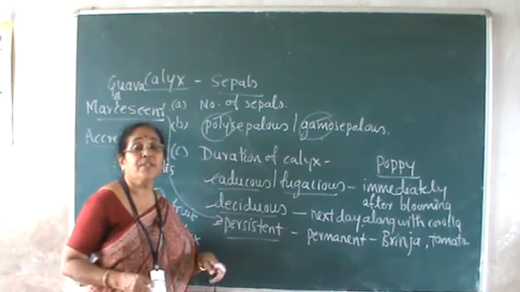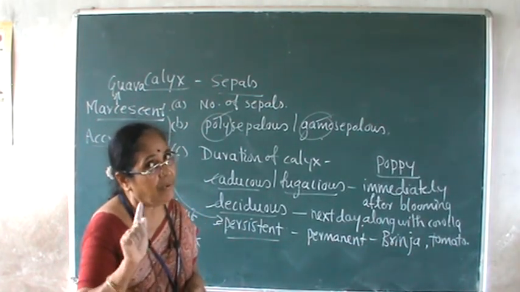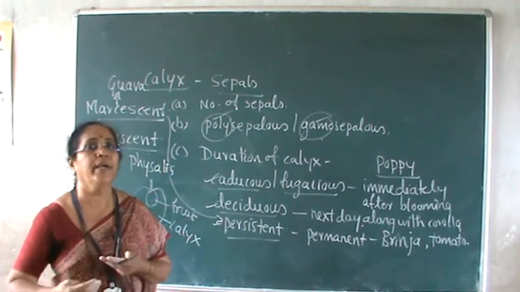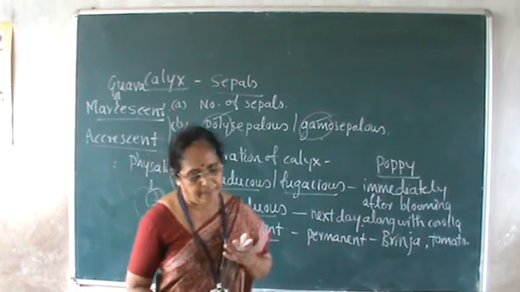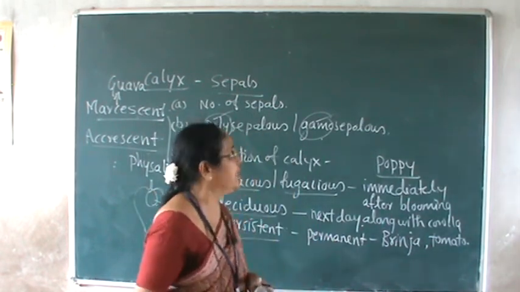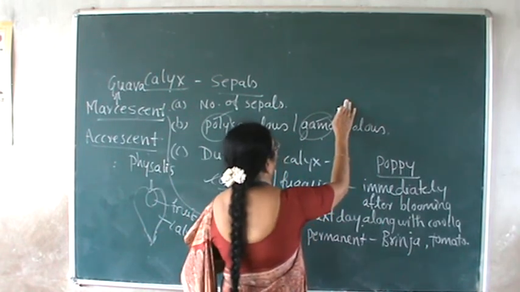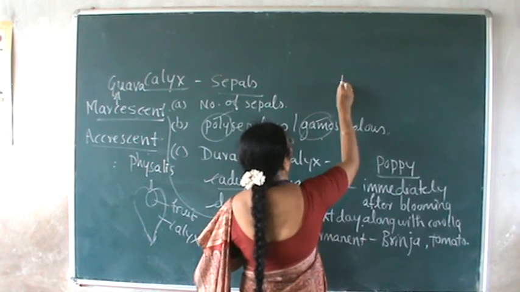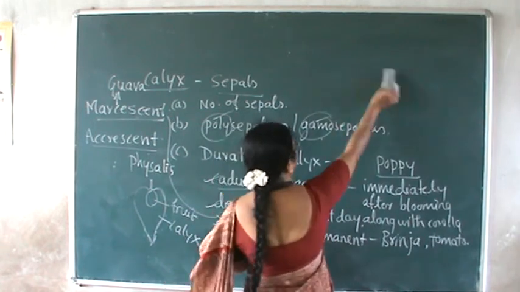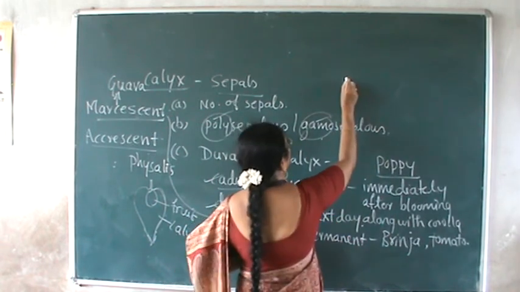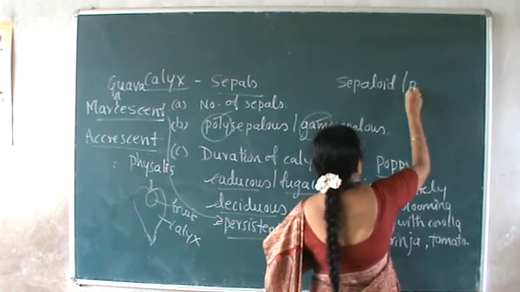This question comes when the calyx is permanently remaining along with the fruit. Then you have to check whether it is a marcescent kind or an accrescent kind of calyx. Then the next word to describe the calyx is whether it is sepaloid or petaloid.